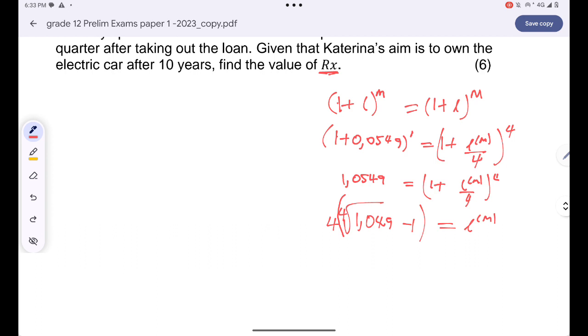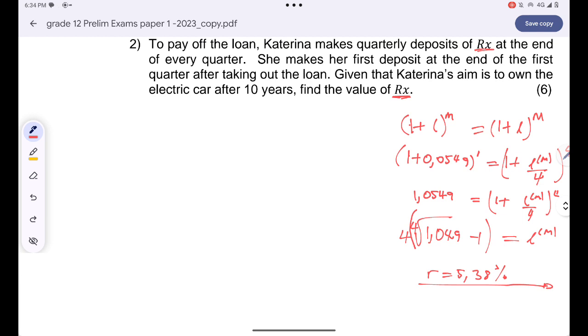4 multiplied by the bracket which has the 4th root of 1.0549, and then I have minus 1. So this is equal to 0.0538, which can be changed into 5.38%. So this amount, guys, is compounded quarterly. Are you together? So now I do have a quarterly interest.